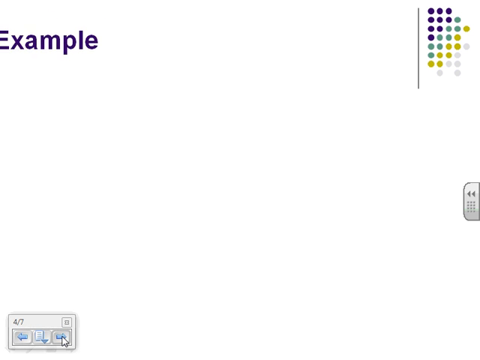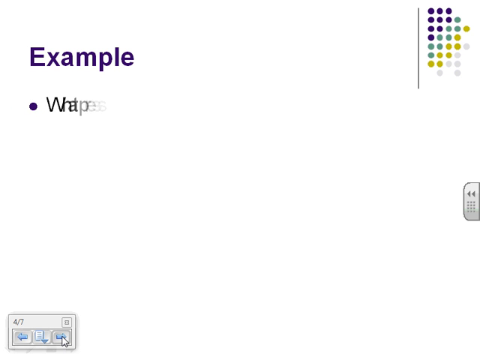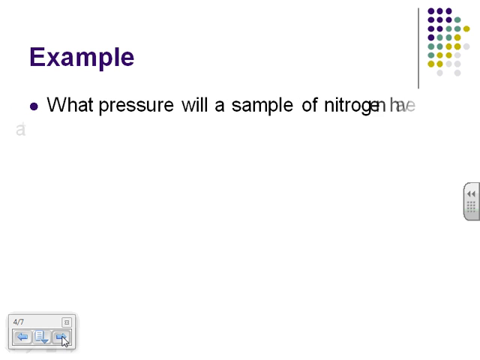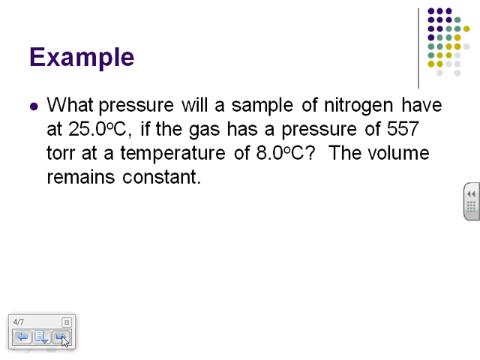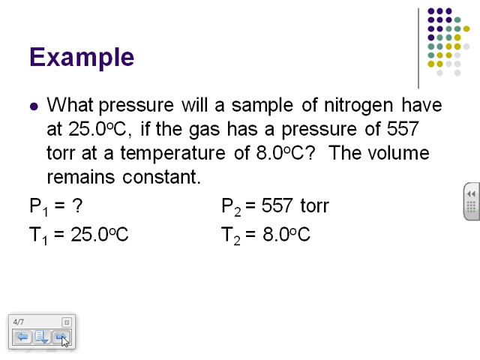So let's do a sample problem. Here's a question. What pressure will a sample of nitrogen have at 25 degrees C if the gas has a pressure of 557 torr at a temperature of 8 degrees C? The volume remains constant. So as always, with all these problems, we want to write down our knowns and unknowns. We have to make sure we're matched up appropriately. P1 and T1 are matched up. P2 and T2 are matched up. So it says, what will the pressure be? So P1 is question mark.